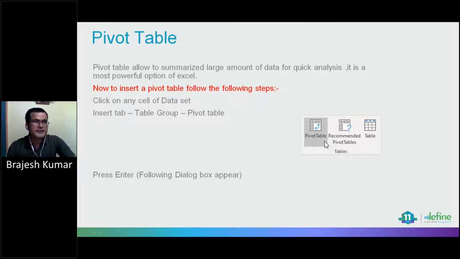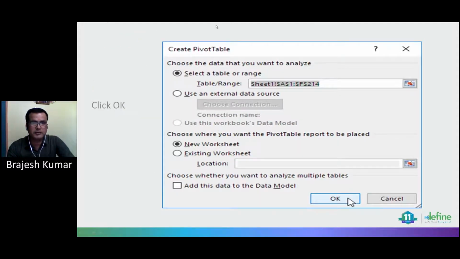We select the data which we want to convert into a pivot table. Select data, and from insert, under the table group, use pivot table and press enter. This will display a dialog box. Where is the range of data? Select a table or range. If we select data, then the range will automatically come here.